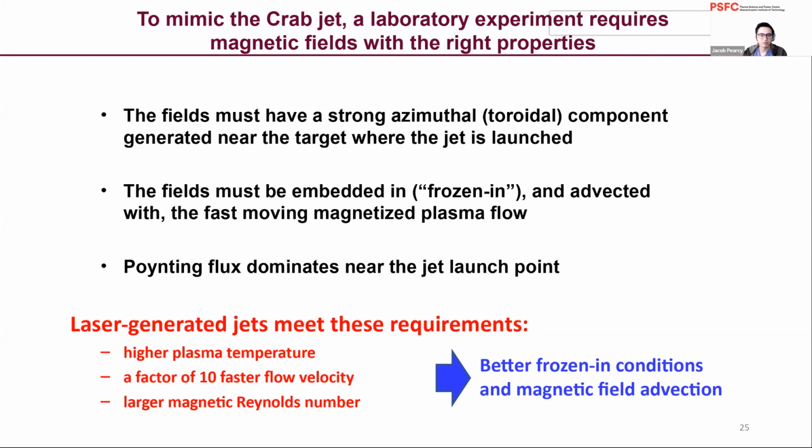And our laser-produced experiments can produce jets that meet these requirements. So they will have a higher plasma temperature, a factor of 10 faster flow velocity, and a large magnetic Reynolds number, which leads to good frozen-in conditions and magnetic field advection so that we can really match these conditions that are present in the Crab Nebula.